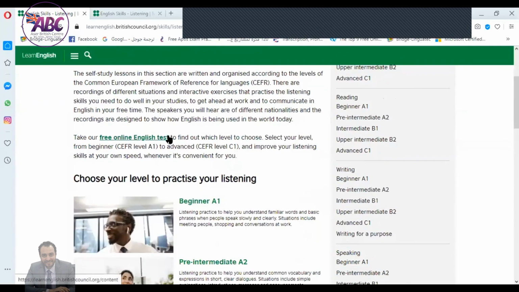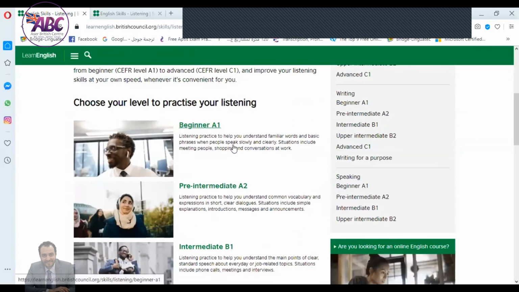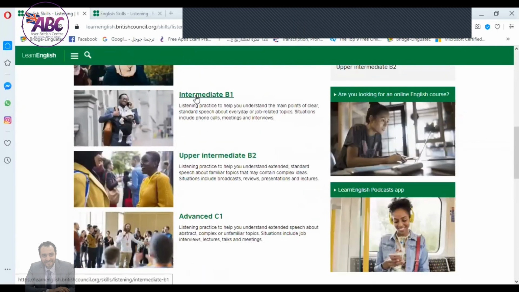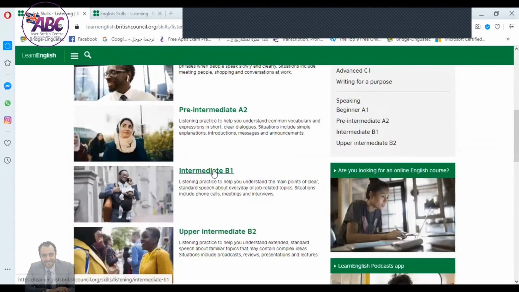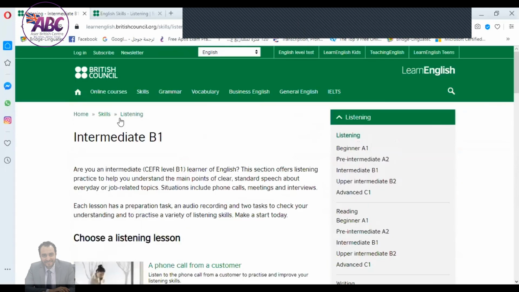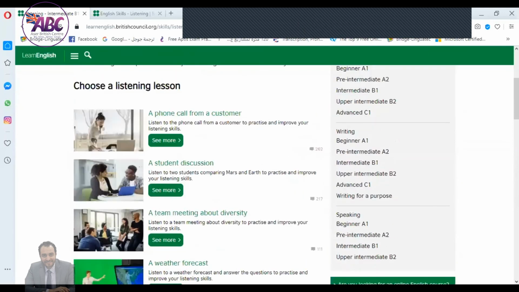In the listening section here, we find beginner, pre-intermediate, intermediate, upper intermediate, and advanced. Choose what level you want to practice according to your level. Let's see, we are intermediate. So I'll go to the intermediate. I'll find different topics here. I'll go to the phone call.